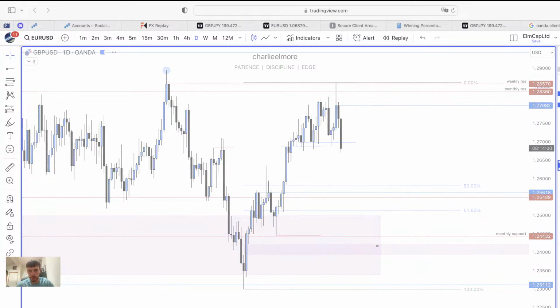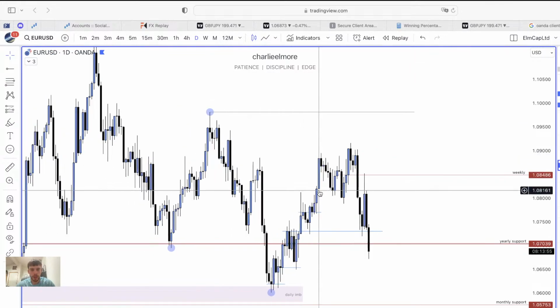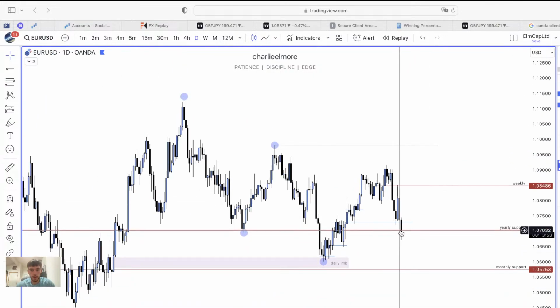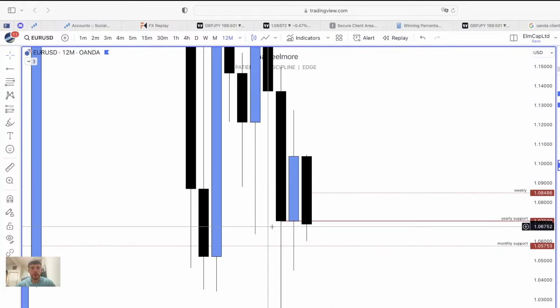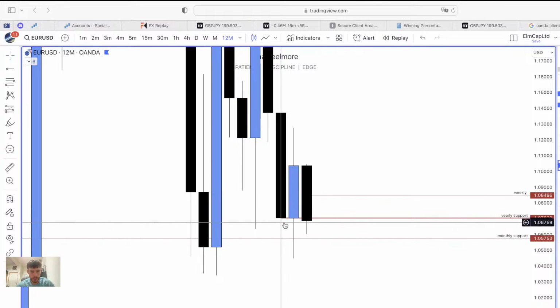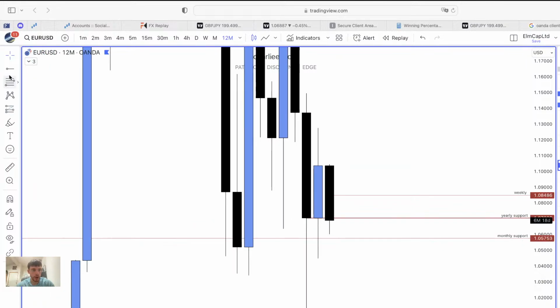Let's move on to euro dollar. So euro dollar, if we just scope out to the 12-month time frame, if we remember, we've come into this yearly support handle. These two bodies, the open and close, or the close and the open of these two yearly candles, we've now come into that. What we do have as well is that right there, which I'm going to mark on.